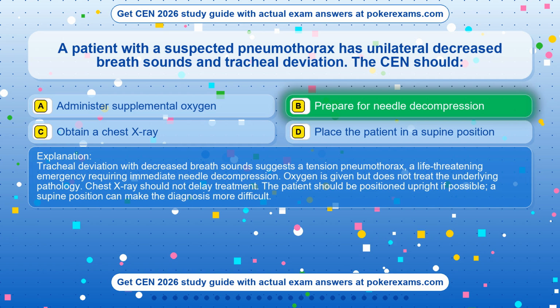Tracheal deviation with decreased breath sounds suggests tension pneumothorax, a life-threatening emergency requiring immediate needle decompression. Oxygen is given but does not treat the underlying pathology. Chest X-ray should not delay treatment. The patient should be positioned upright if possible. A supine position can make the diagnosis more difficult.